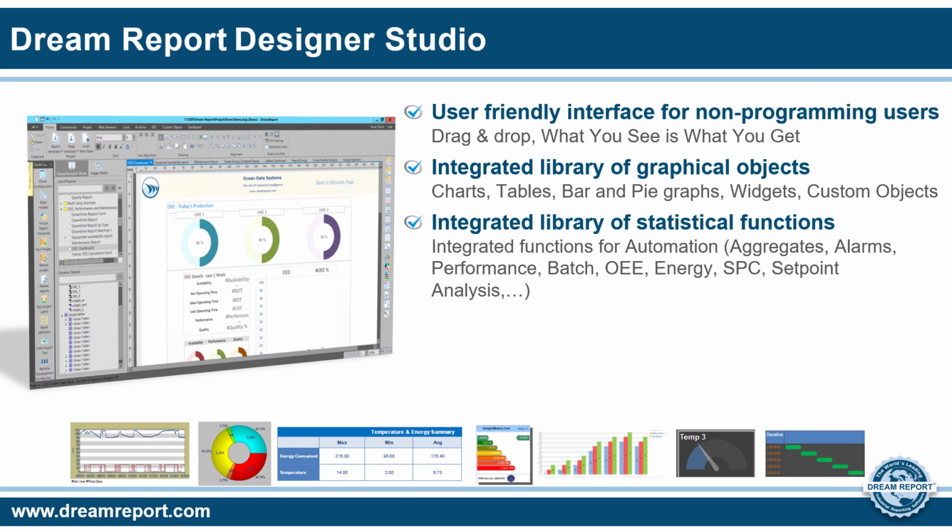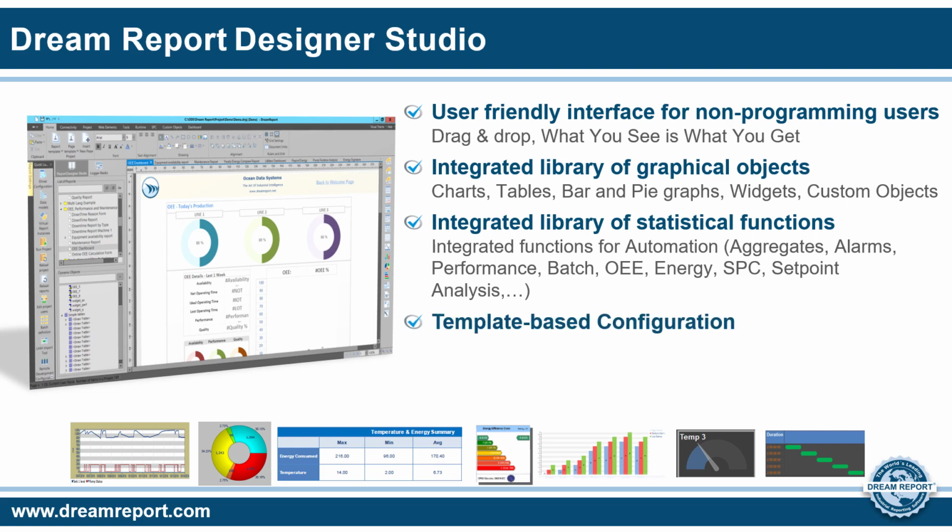Everything from equipment up and down time and performance metrics and OEE calculations and alarm analytics and batch metrics. All of these are calculations that are ready to go. All you have to do is point to tags, set up time ranges, and tell Dream Report what statistical function or metric you want to apply to that raw data.